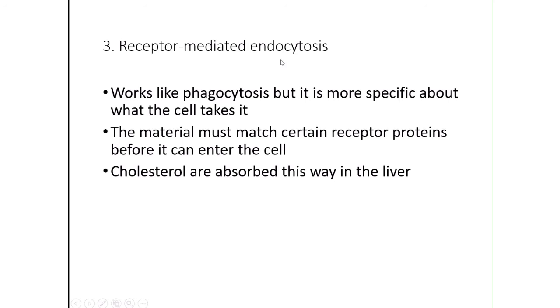And the last one is something called receptor-mediated endocytosis. Receptor-mediated endocytosis works very similar to phagocytosis, but it's more picky about what the cell takes up. There are these special receptors that are located on the surface of the cell, and in order for you to be bringing certain types of material in, that material must fit into the receptor. So cholesterol will be absorbed by the liver this way.